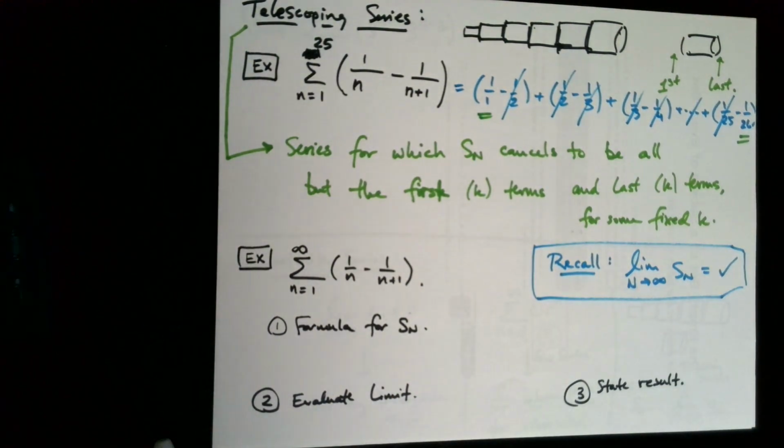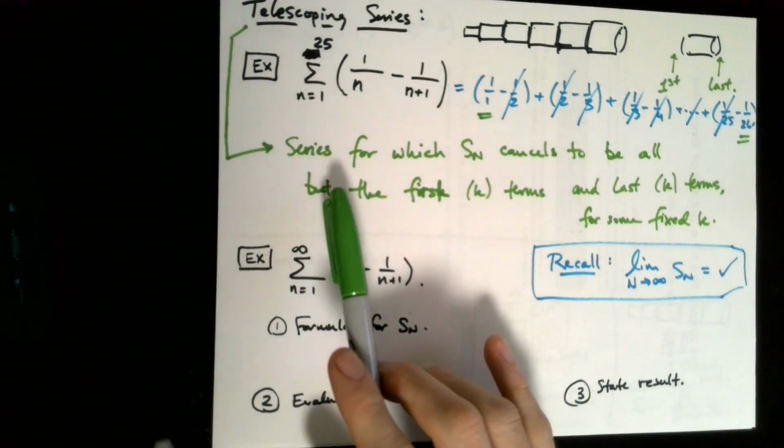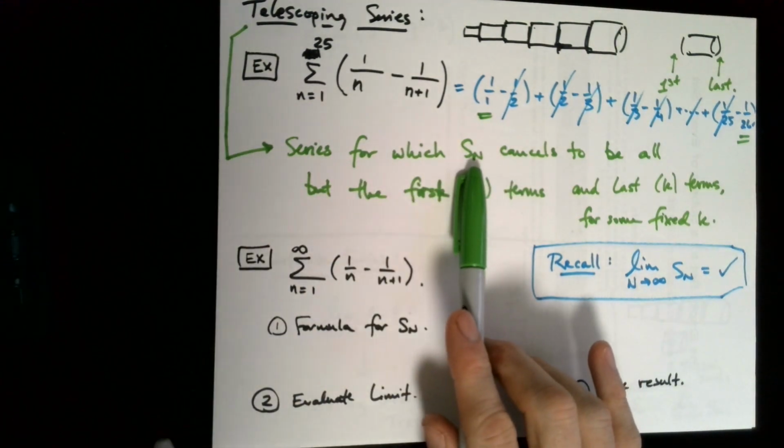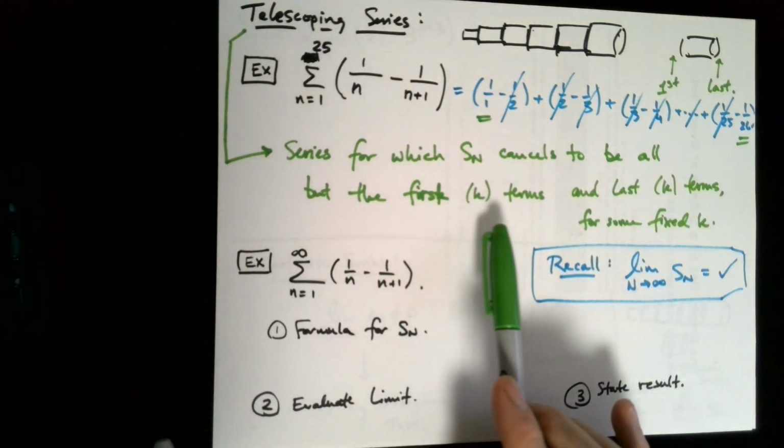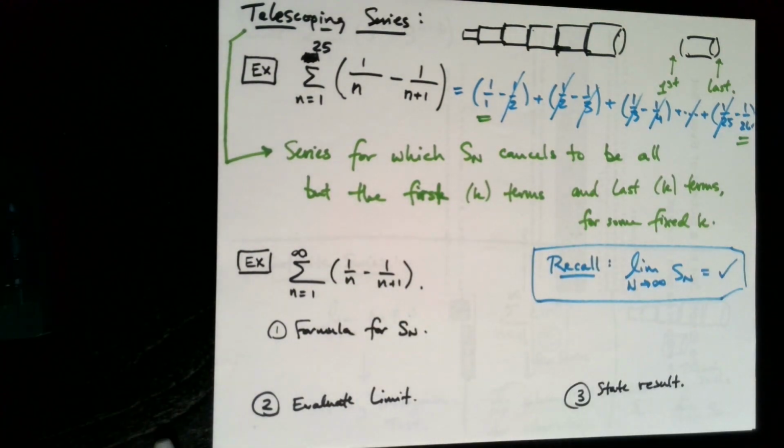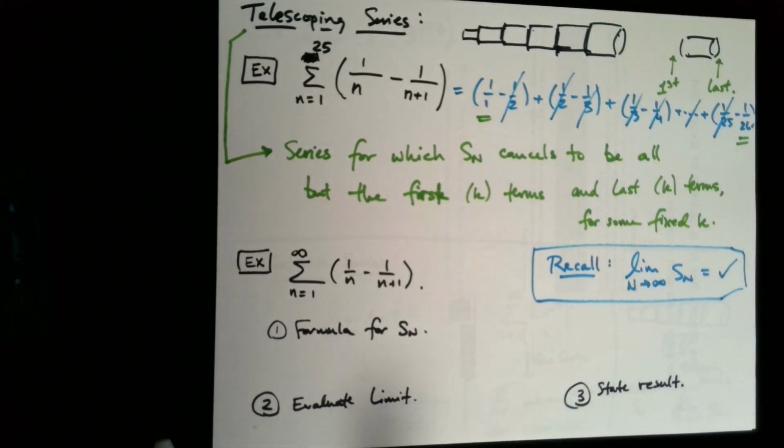You get a bunch of terms, but whenever you ultimately add it up, you collapse down to essentially just the first and the last. The definition of a telescoping series could be this: a series for which the sum of the first n numbers cancels to be all but the first k terms and the last k terms for some fixed k. In the example above, k was 1. There was only one term in the beginning or the end, but as we'll see, sometimes you have a telescoping series where you might have 2 terms left in the front and 2 terms left in the back. So be it. But a telescoping series will always cancel to leave the first k terms in the beginning and the last k terms in the end, and that's it.